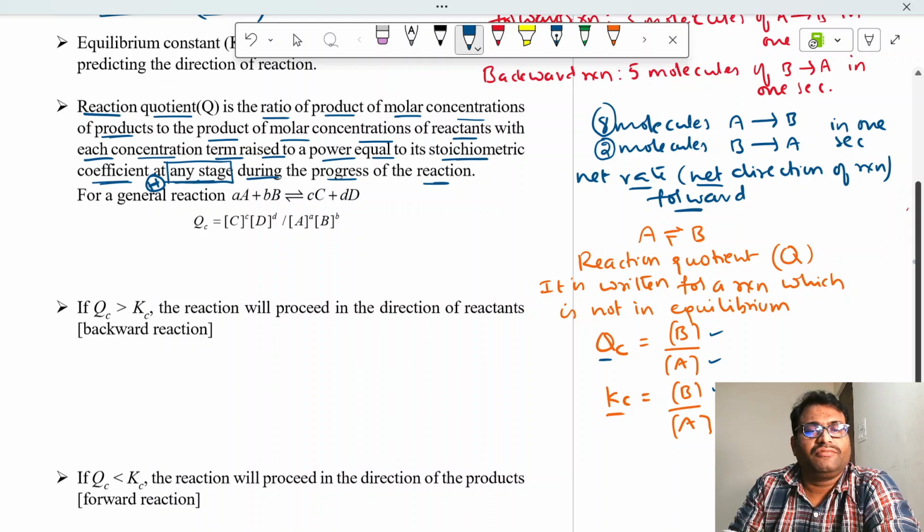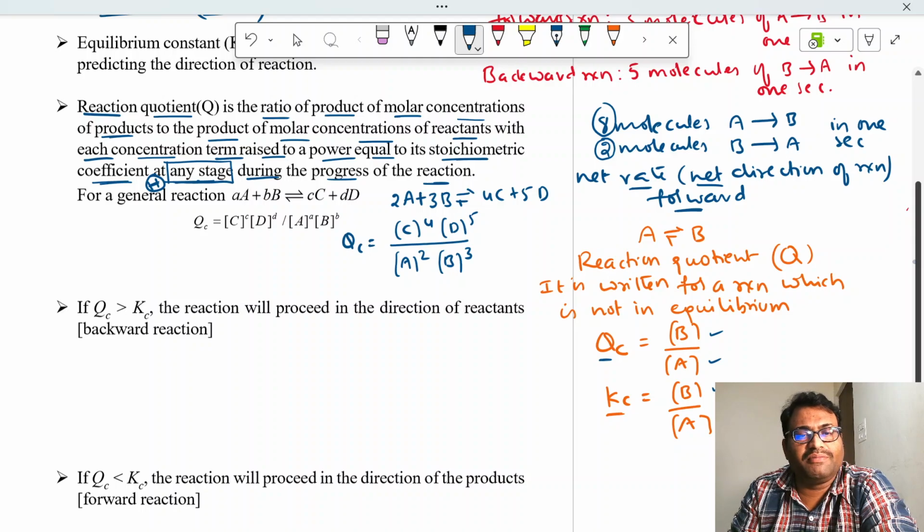So for example, 2 moles of A react with 3 moles of B to give 4 moles of C and 5 moles of D. Then what do I write? Qc is equal to concentration of C power 4, concentration of D power 5, by concentration of A power 2, concentration of B power 3.